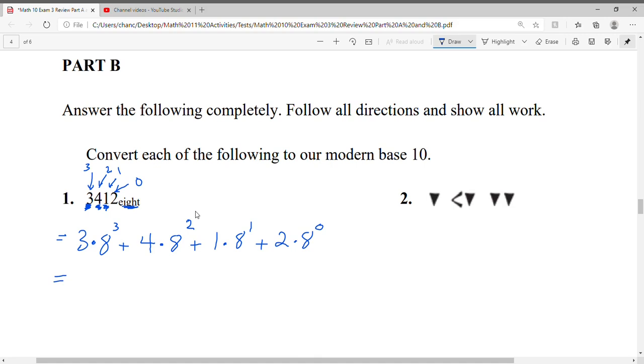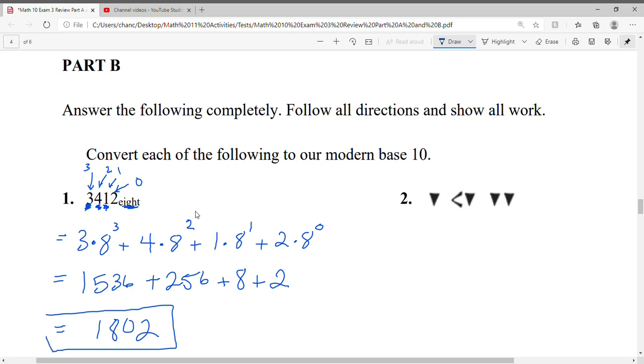So let's simplify this on a calculator. This is equivalent to 1,536 plus 4 times 8 squared, which is 256. 1 times 8 to the first, that's 8. And 2 times 8 to the 0 is 2. Let's add all this up. This gives me a solution of 1,802 in base 10. So please double check my work. Make sure you got the same thing.